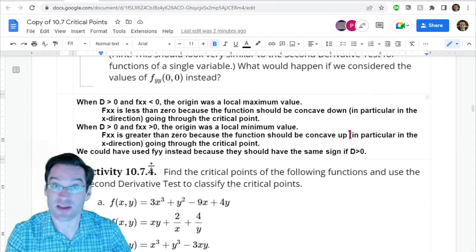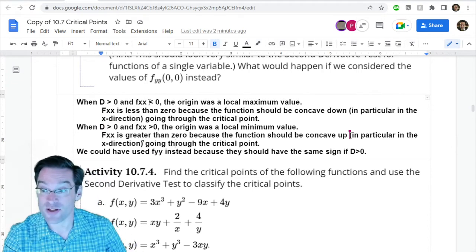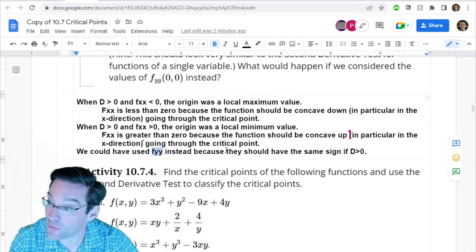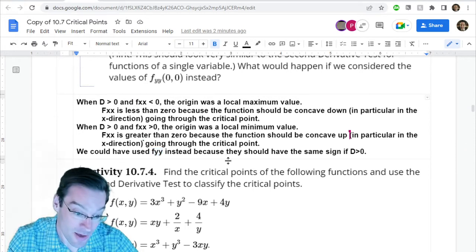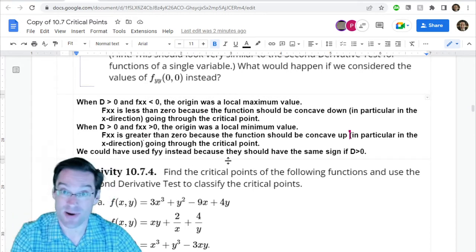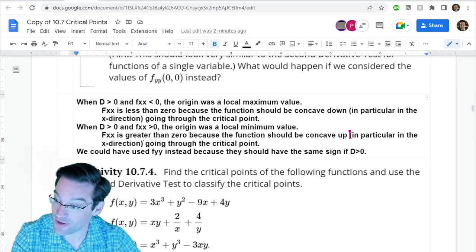And so your comment at the end here is correct, that because the discriminant being positive tells me that all the concavities are the same, it doesn't matter if I check the x concavity or the y concavity in this process, right? Either one of them by itself is going to tell me not just what the concavity is in that direction, but what the concavity is in every direction in the case where the discriminant is positive.